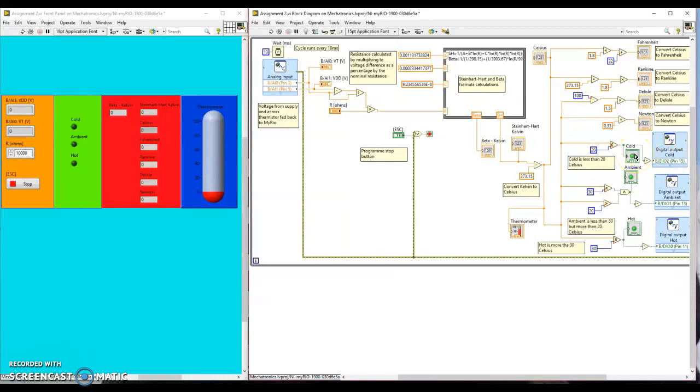light the cold LED. The ambient temperature is predetermined by being less than 30 but over 20 degrees Celsius, and this inverted signal is sent to pin 13 to allow the ambient LED to light. And finally, hot temperature is determined by being greater than or equal to 30 degrees, and this inverted signal is sent to pin 11.